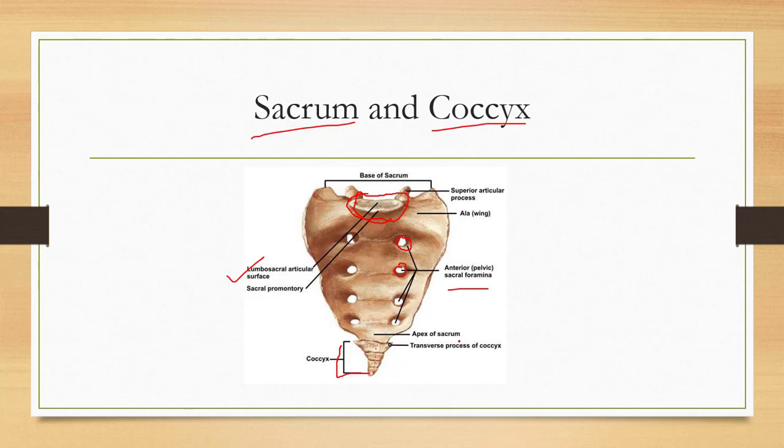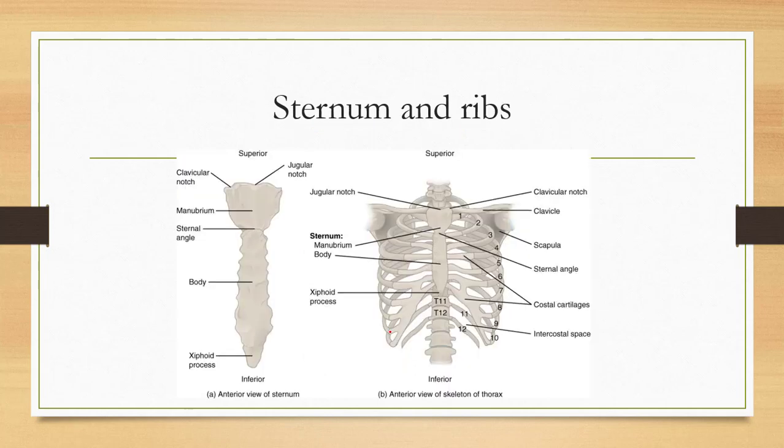And then there is coccyx. Coccyx, as you know, is a fusion of four bones, and it is attached with the posterior region of sacrum. Now the next structure that we are going to see is sternum and ribs. So it is again a part of axial skeleton. In this lecture we will only talk about the axial skeleton. In the next lecture I will be talking about the appendicular skeleton.